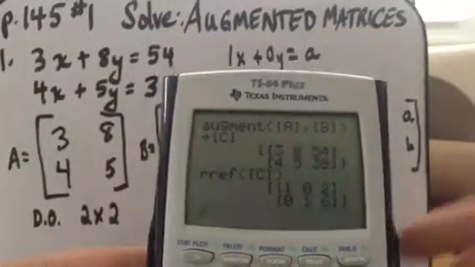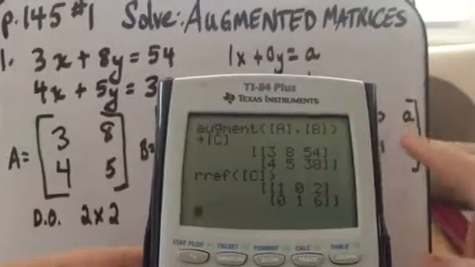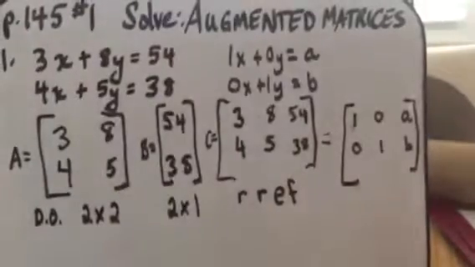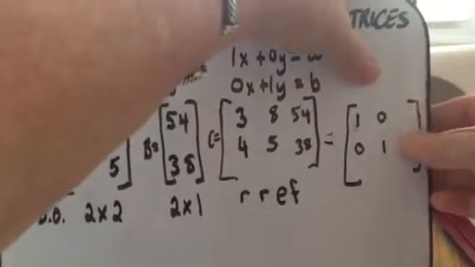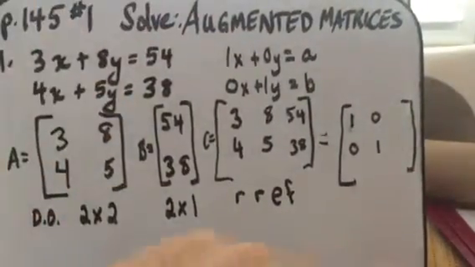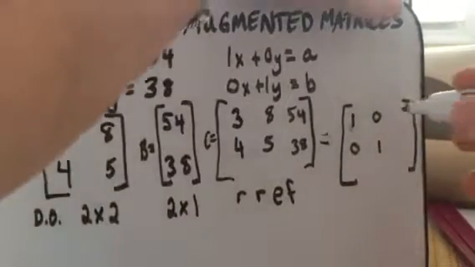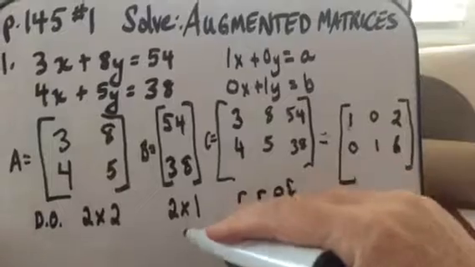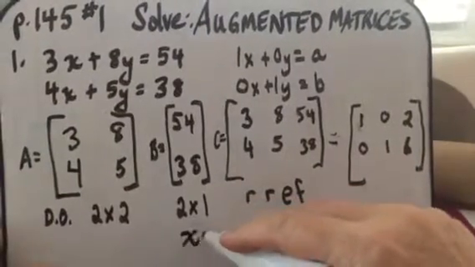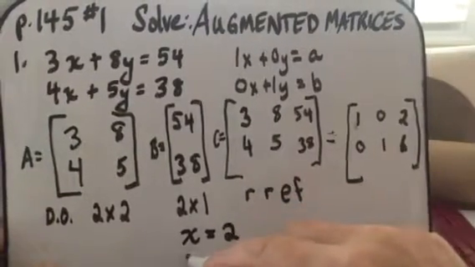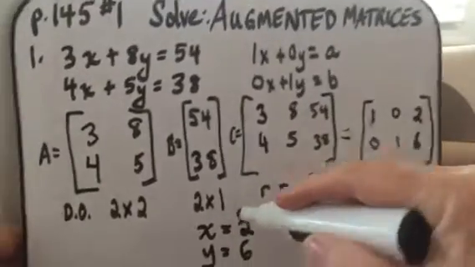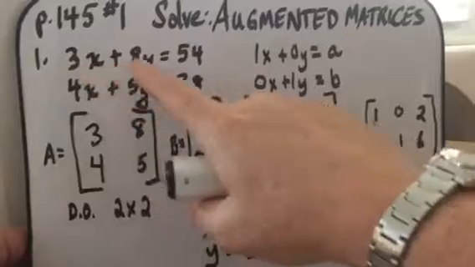Okay, so look what we have. We have 1 0 2 and 0 1 6. So I'm going to adjust my A and B here. A and B are 2 and 6. Now what does that mean? That means that X is 2 and Y is 6. Now let's see, would that check? So let's put a 2 and a 6 here.